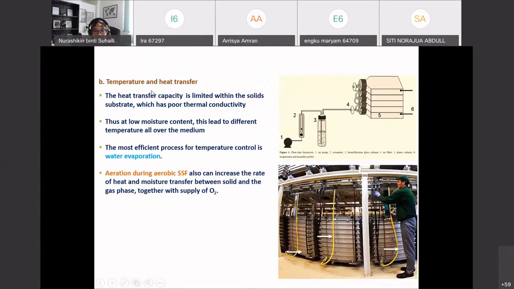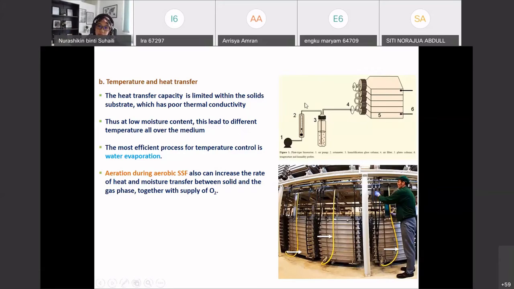Temperature and heat transfer. So these are among the environmental factors that are also important in SSF. Okay, we know that it's difficult to control compared to submerged fermentation. So how are the temperature and heat transfer within the culture to be controlled? First is by water evaporation, meaning to say that water is provided to the cultures, and when it is evaporated, it can help to reduce the temperature of the culture.